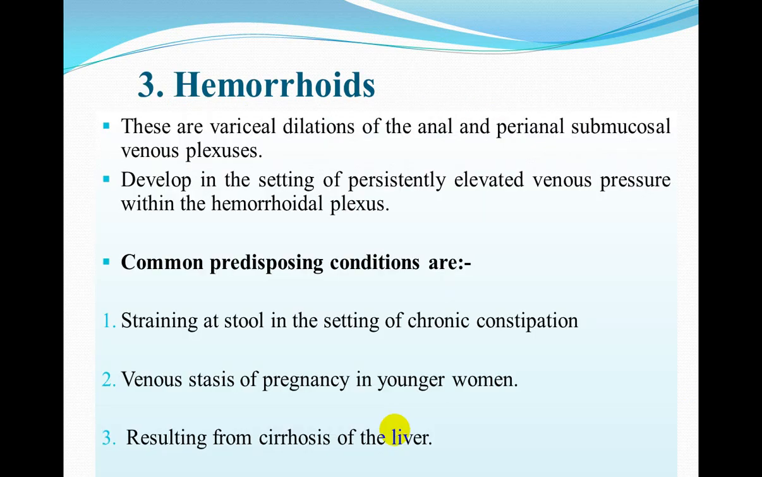الحالة الثالثة الهيمورويدز. زين الهيمورويدز هذه هي عبارة عن variceal dilations of the anal and perianal submucosal venous plexus. واضح؟ ليش تصير هذه؟ due to increased venous pressure in the hemorrhoidal plexuses. ايش وقت يصير؟ في حالات الستريننج at stool نتيجة الكونستيبيشن.